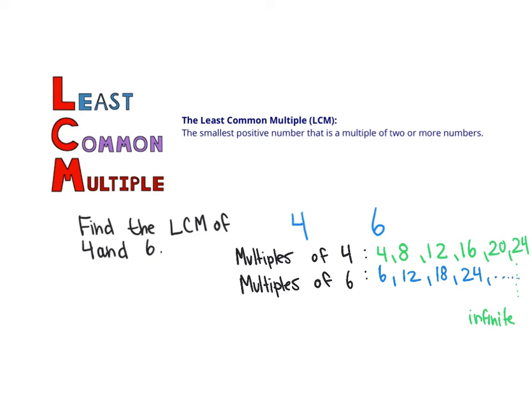Now you see that there's common multiples. There's 12 as well as 24, and if we keep going, you may find others. However, we are being asked to find the lowest common or the least common multiple, which is 12.